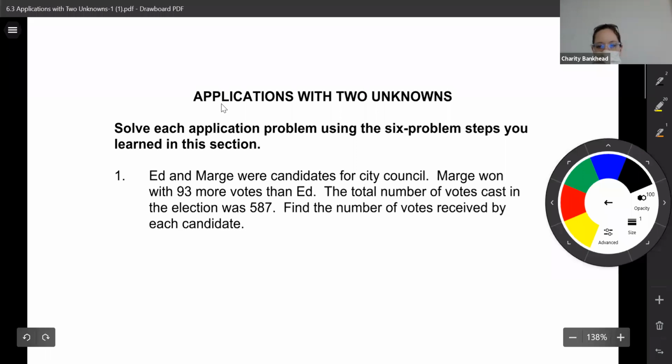All right. So today we're just doing some more word problems.